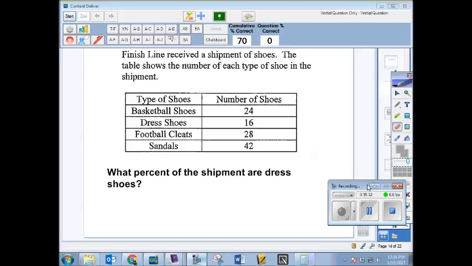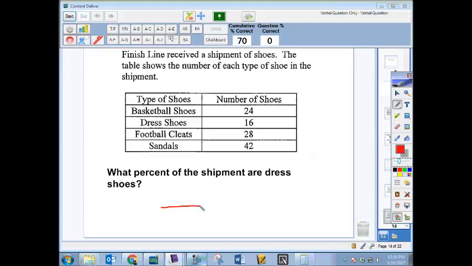Alright, so let's talk about this problem here, because you know you're going to have one just like it. It might not be shoes on the summative. It may be purses or something like that. Anyway, regardless, it's the same process.